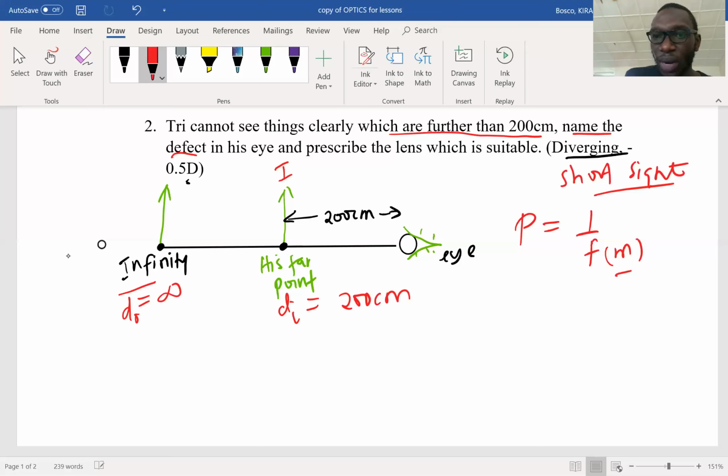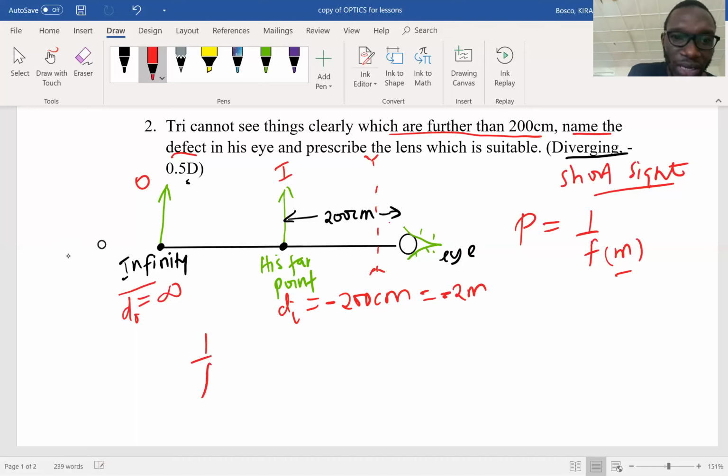Since the power is always required in meters, we shall change this to meters, which becomes 2 meters. And the image and object are all on the same side. Since we shall place our lens somewhere here, the lens is going to be diverging. We shall prove that. The lens is placed here near the eye, about 2 centimeters usually. So the image and object are on the same side of the lens. Therefore, one of them would be negative or virtual. So this is going to be virtual. The image will be virtual, diminished.